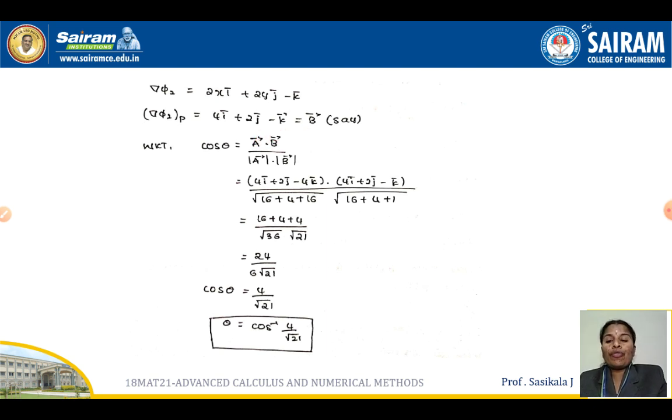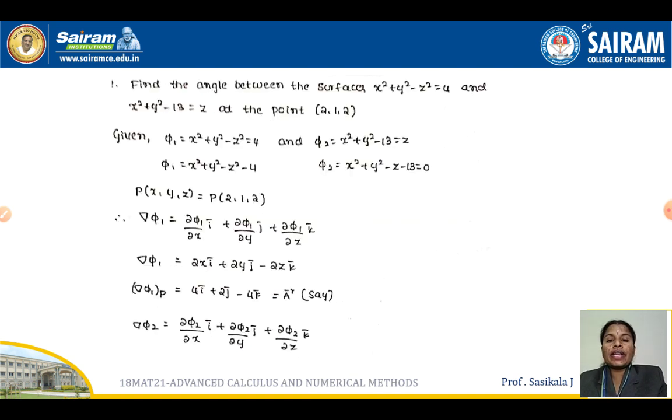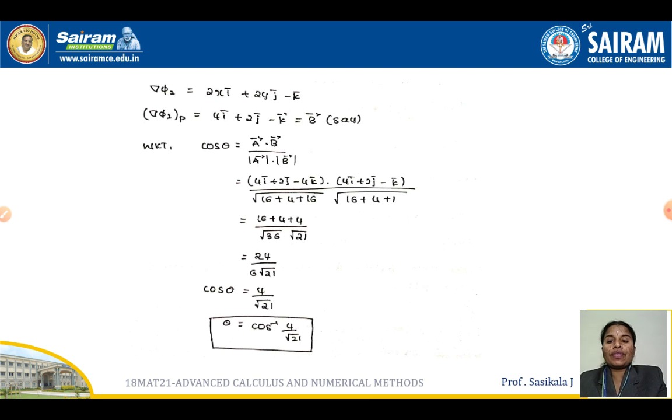So now we have found del phi 1 and del phi 2. The question asks to find the angle between the two surfaces, which is theta. What is the formula? Cos theta equals a vector dot b vector divided by modulus of a vector into modulus of b vector. So (4i vector plus 2j vector minus 4k vector) dot (4i vector plus 2j vector minus k vector) divided by the square root of the term. What is that?